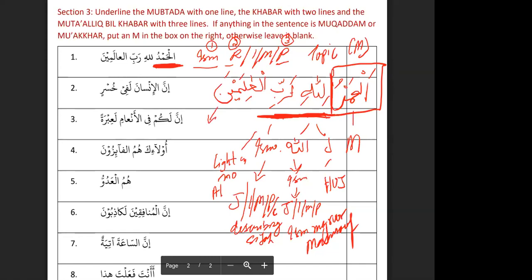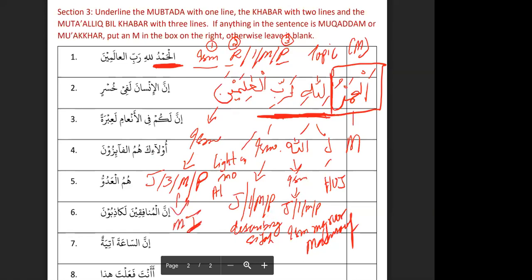Al-alameen is an ism, right? Jar, plural, masculine, and proper. It is coming after an ism that is light and has no al, the mudaf, so it should be nasab or jar. It will be jar. And because al-alameen is proper, we know that Rabbi is also proper. Exactly. So this makes it mudaf ilayh.